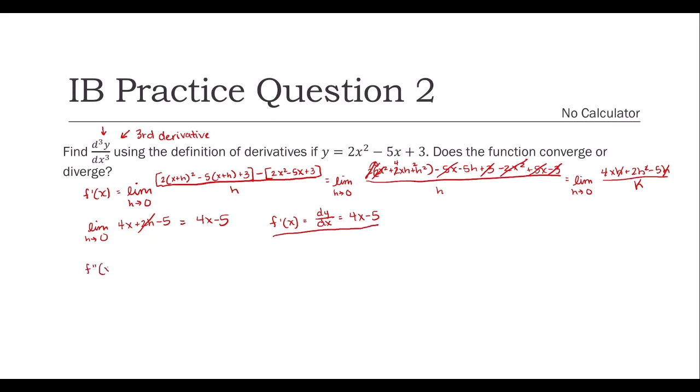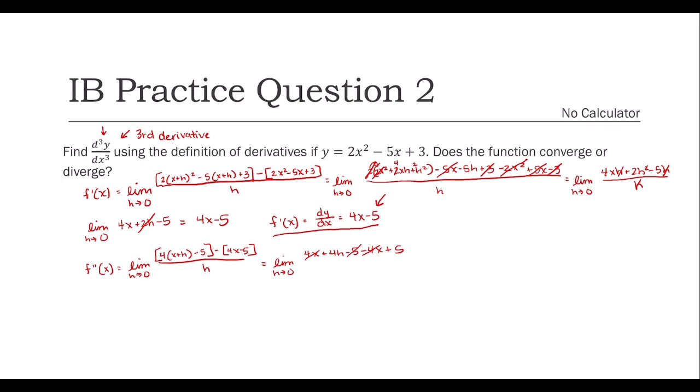F double prime of x equals the limit as h approaches 0 of this new function of x plus h, so 4 times x plus h minus 5, minus our f of x, which is 4x minus 5, all over h. So this equals the limit as h approaches 0 of 4x plus 4h minus 5 minus 4x plus 5. So our plus 4x and minus 4x will cancel each other.